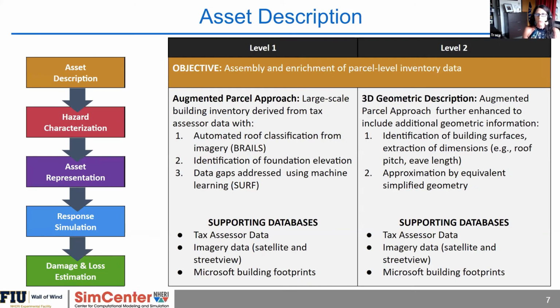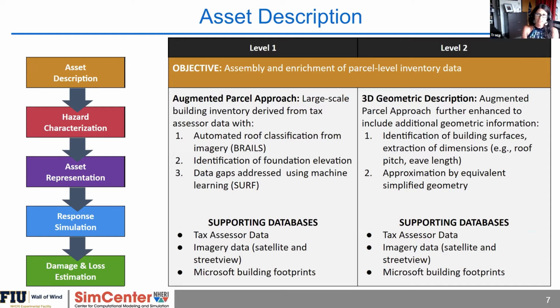So beginning with the way we describe assets, at level 1, we are working with tax data. Unfortunately, tax data is notorious for both being corrupted and incomplete, as well as missing critical information, in this case, about roof geometry. So what we do is we take the tax data from the state of New Jersey, and then we bring in some exciting tools developed by our AI team at the SimCenter to augment that data.